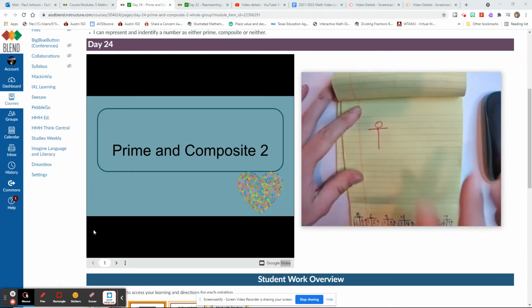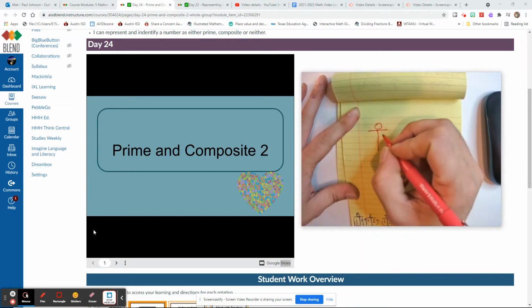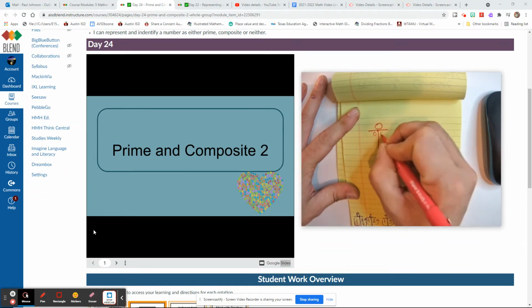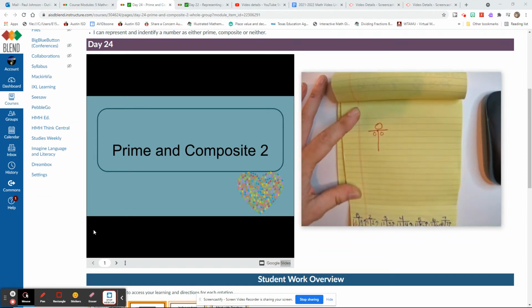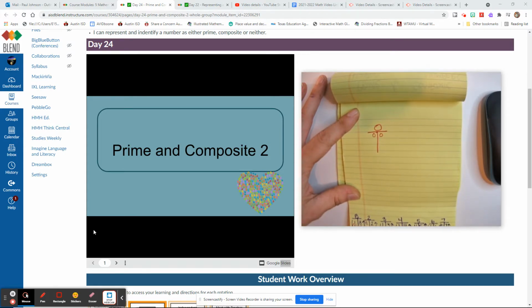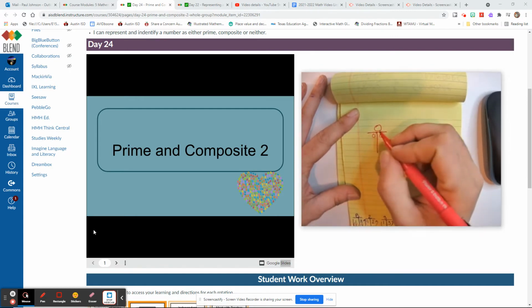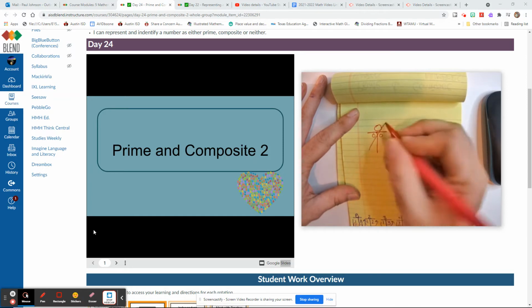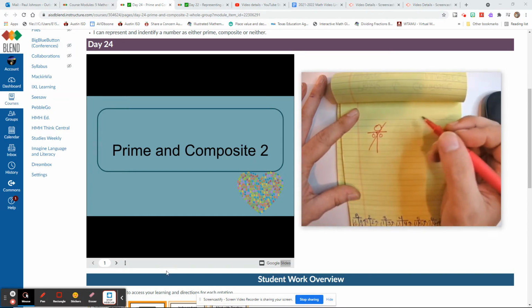But okay, so how can we make 0 using multiplication? Well, that's not really how we make 0. 0 is just made because 0 is 0 of something. So that doesn't really work. So 0 can't be prime or composite because it has no factors. 0 has 0 factors.